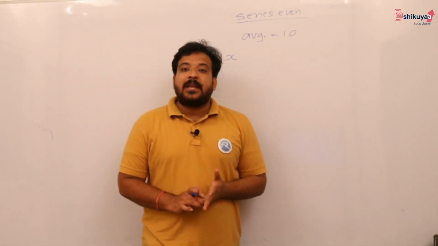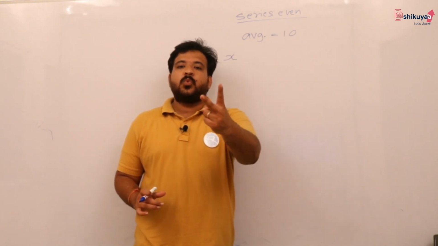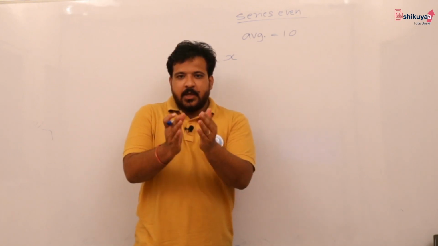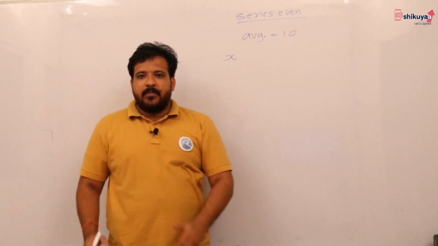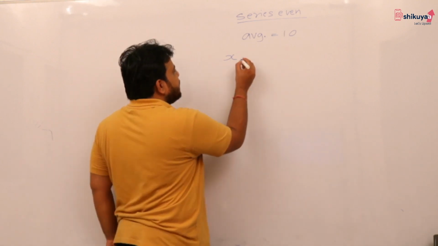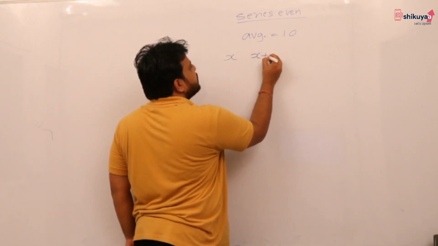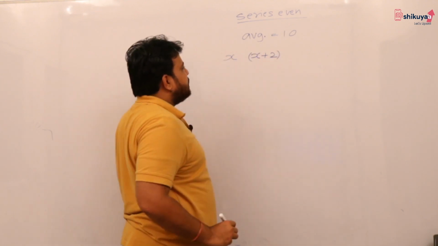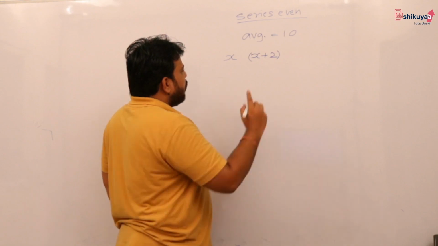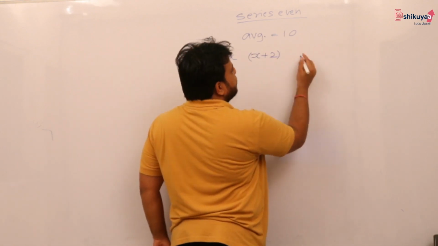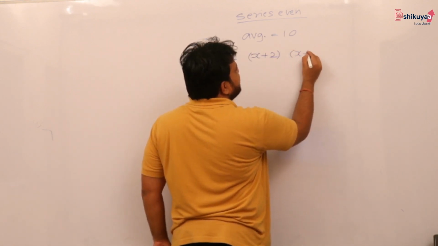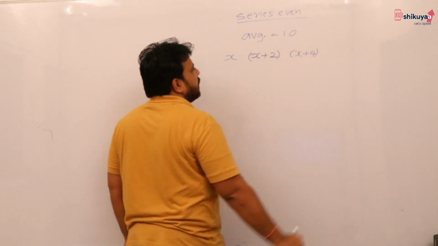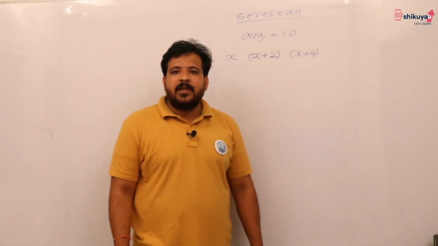You have to increment the number by 2, because the initial number is x. So the next consecutive number in the even series will be x plus 2. Am I right? So the first number was x, the second number is x plus 2. What will be the next number? The next number will be x plus 4. Are you getting my point, everybody?